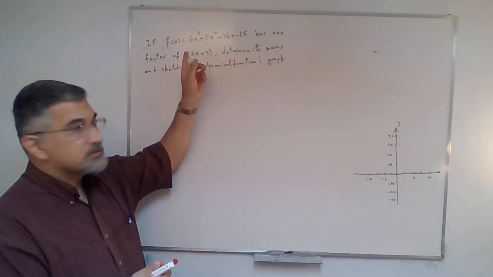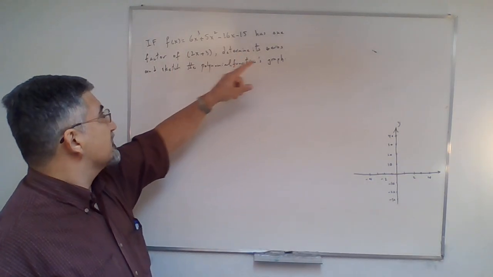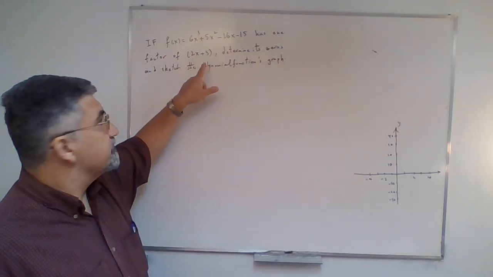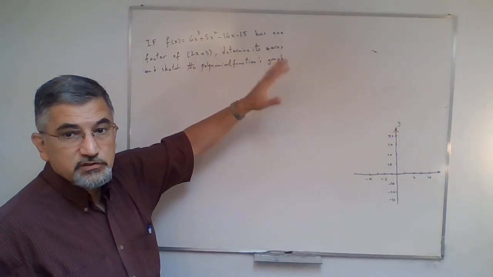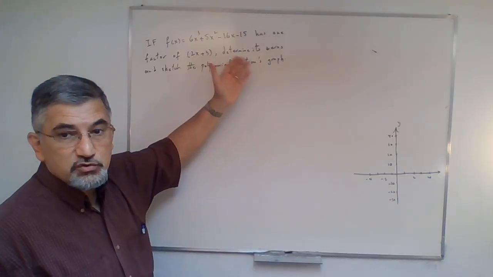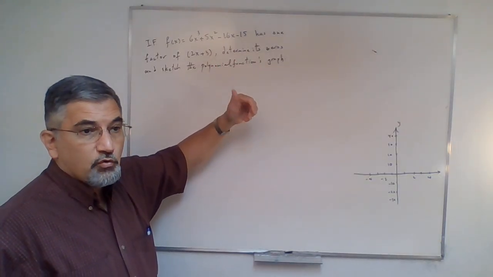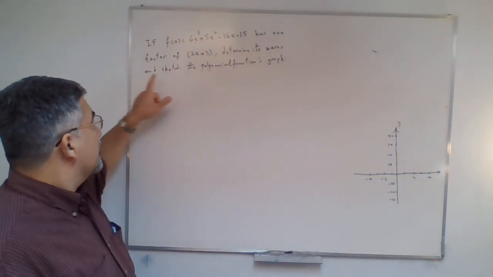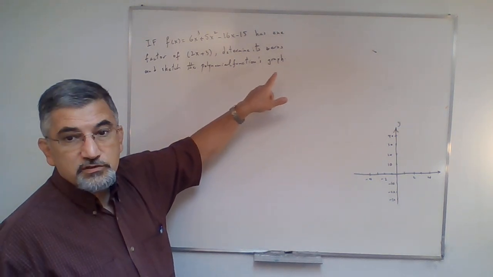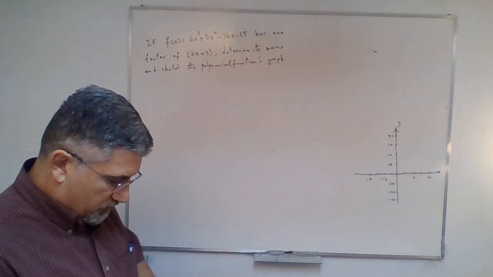So if f of x is this cubic function and it has one factor of 2x plus 3, determine its zeros first of all. So we have to find the zeros of the function, or the x-intercepts of the graph, and then sketch the polynomial function's graph. That's what they're asking us to do.